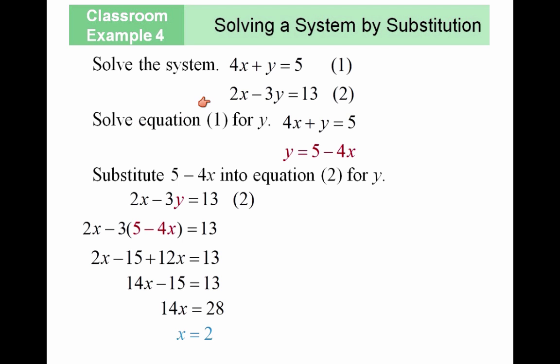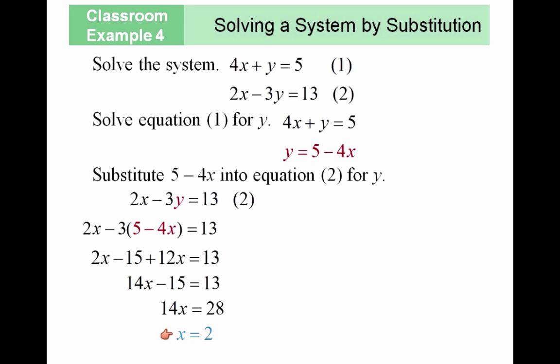Let's take a look at this example. Solve a system by substitution. Here we have two equations and two unknowns, and I look at the first equation, number 1, and see the coefficient of 1 for y. So I can simply solve for y here. Solve equation 1 for y. All I have to do is subtract 4x from both sides of the equation. So I would get y is equal to 5 minus 4x, and I would substitute this into the other equation.